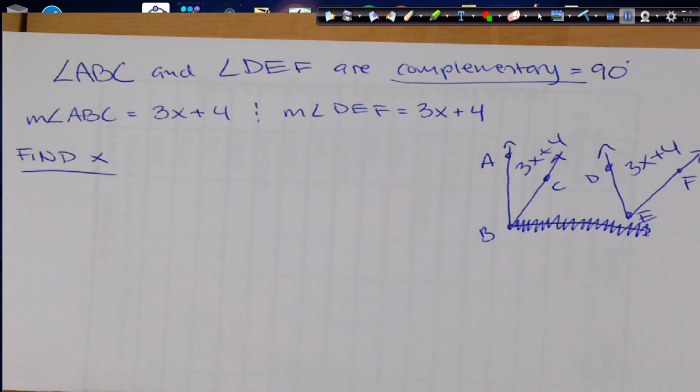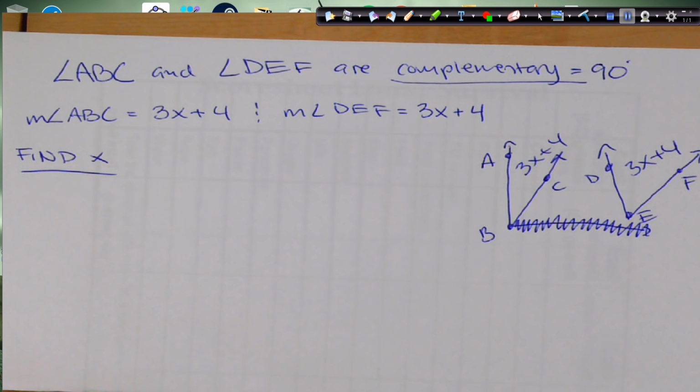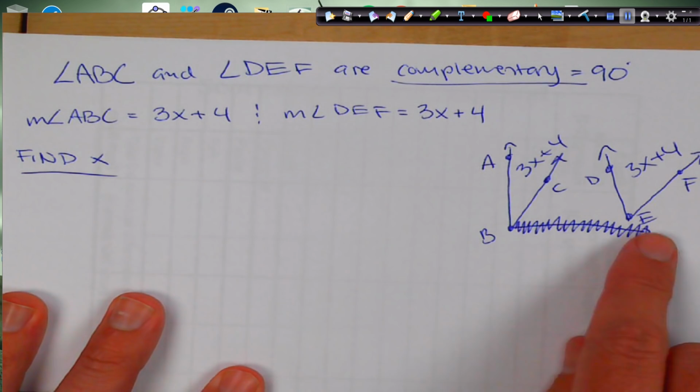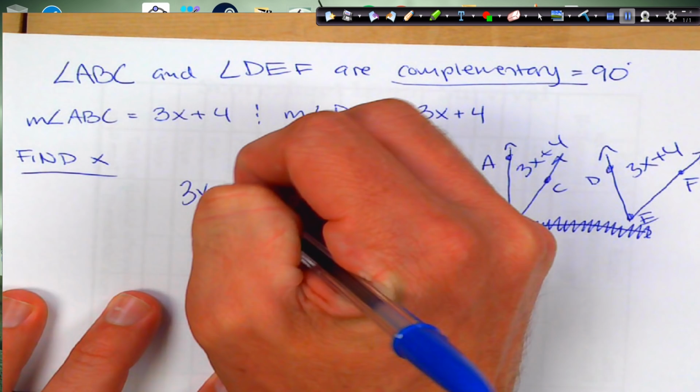So how do I solve? Well, does complementary mean I'm going to set them equal to each other? The answer would be no. I wouldn't set them equal to each other, because complementary doesn't mean they equal each other. Instead it means I should add them up and set them equal to 90.